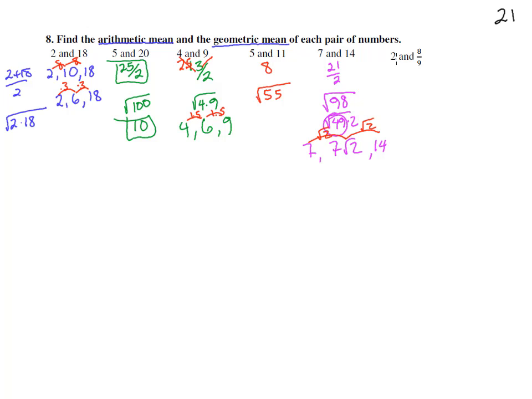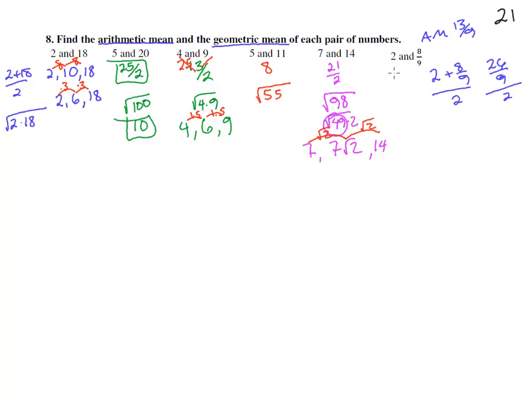Okay, the last one. 2, we may have to work this one out. 2 plus 8 ninths, all divided by 2. 2 is 18 ninths plus 8 ninths. That's 26 ninths divided by 2 is 13 ninths. So the arithmetic mean is 13 ninths. Wow, okay, that's good. It looks like we would subtract 5 ninths and subtract 5 ninths to ensure that that was in the middle of those two numbers arithmetically.